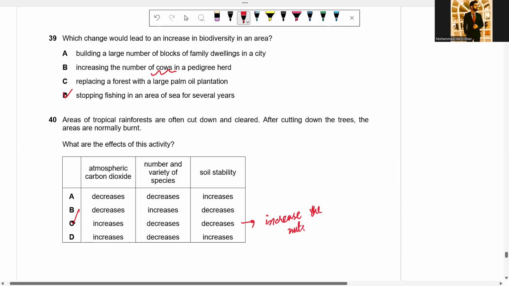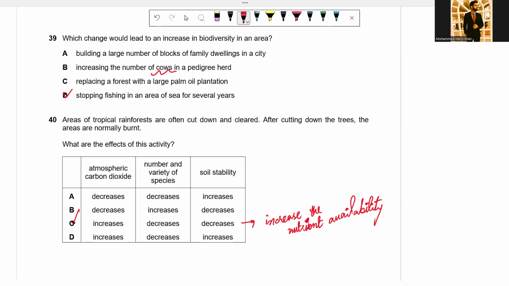nutrient availability. Soil capacity and soil stability is the capacity to limit the nutrient availability of the soil. So this is all about P1. You can ask questions in the comments if you have any ambiguity related to this exam.